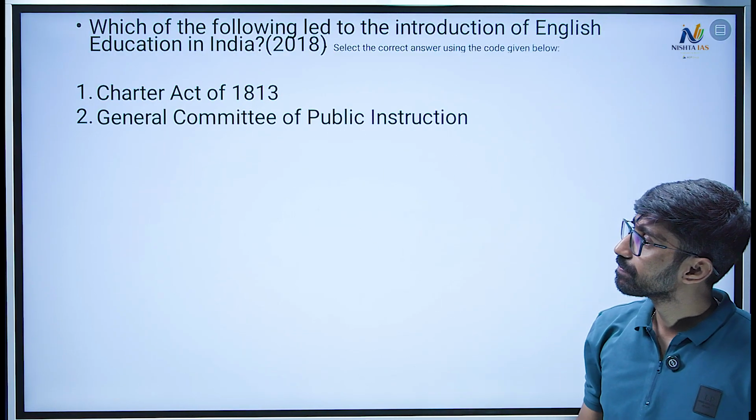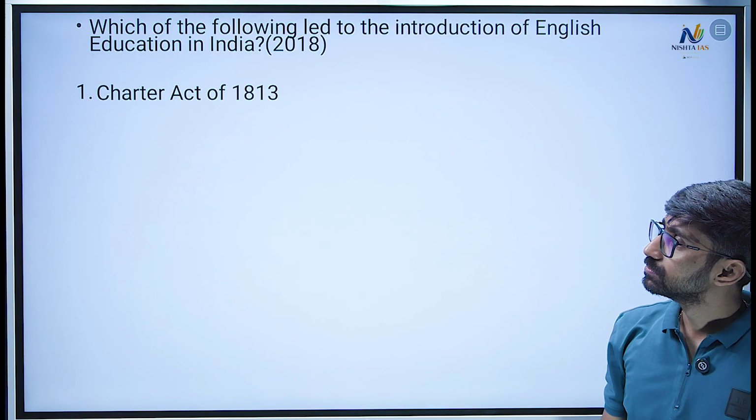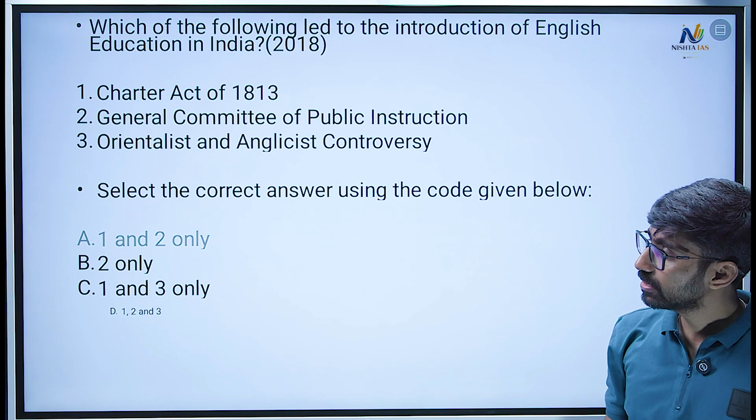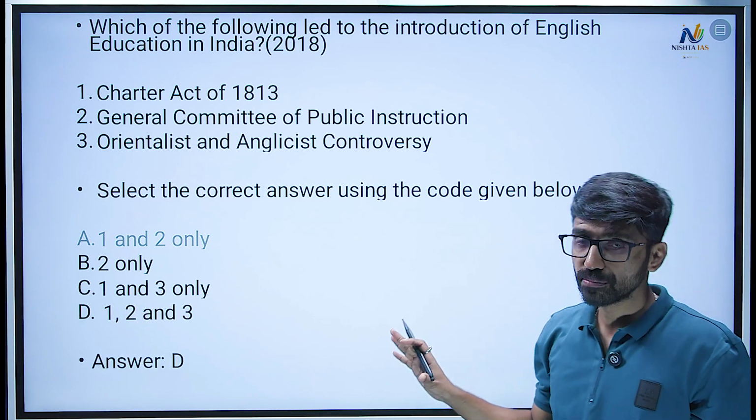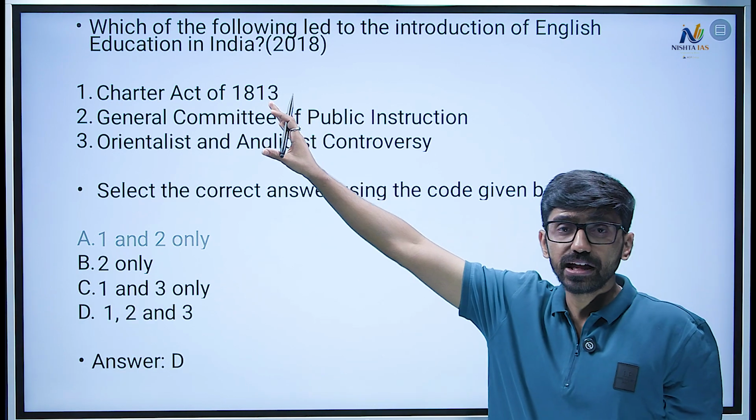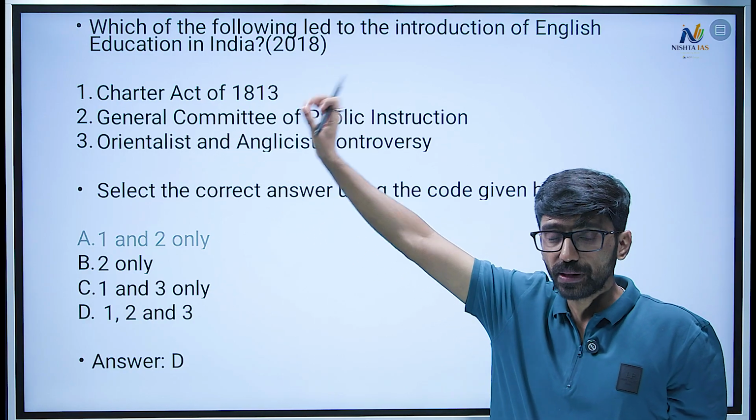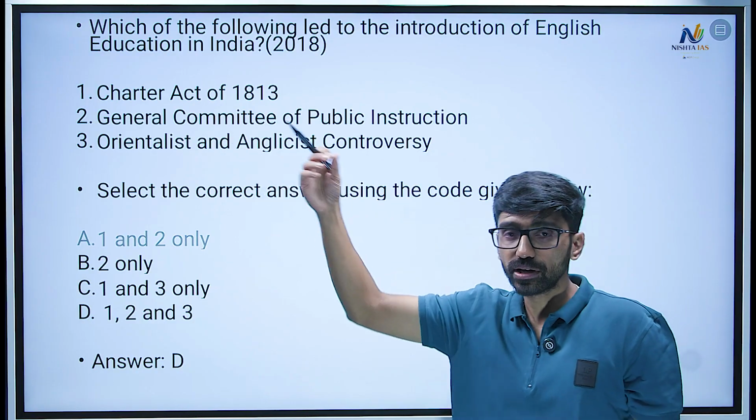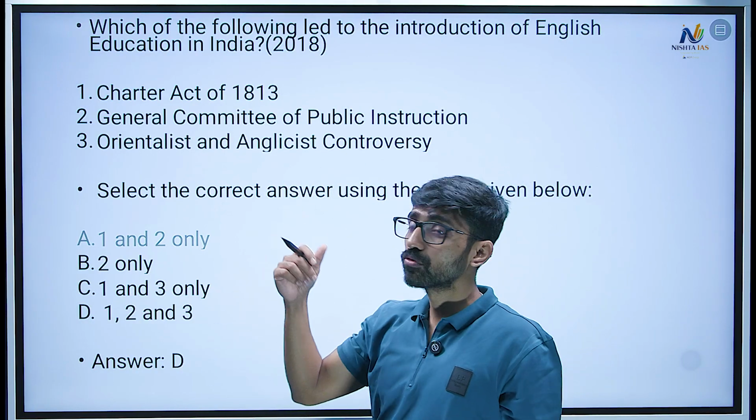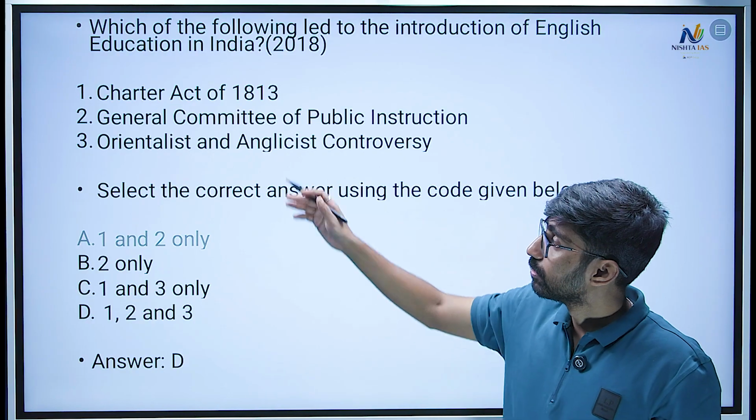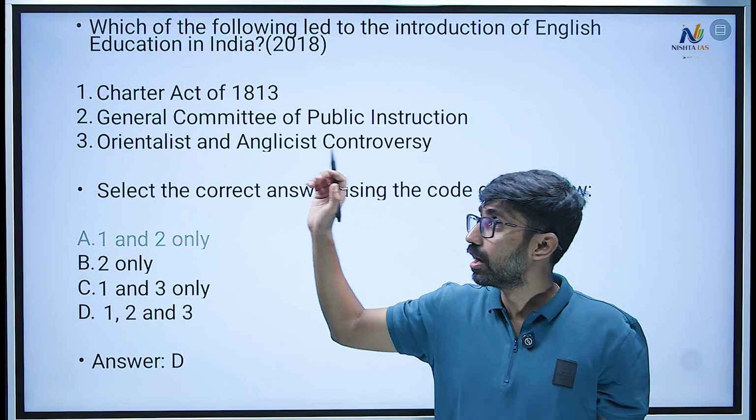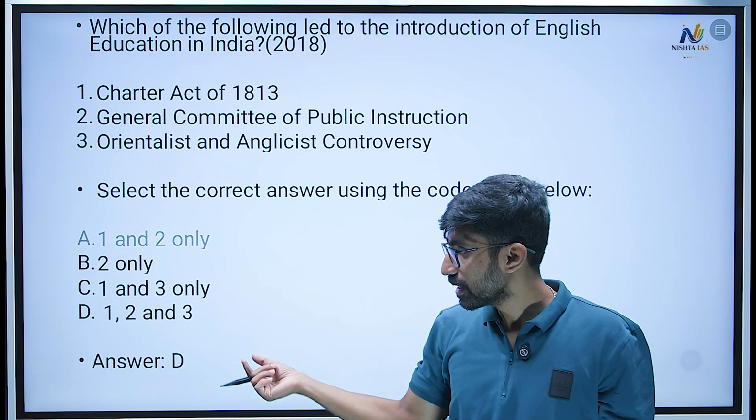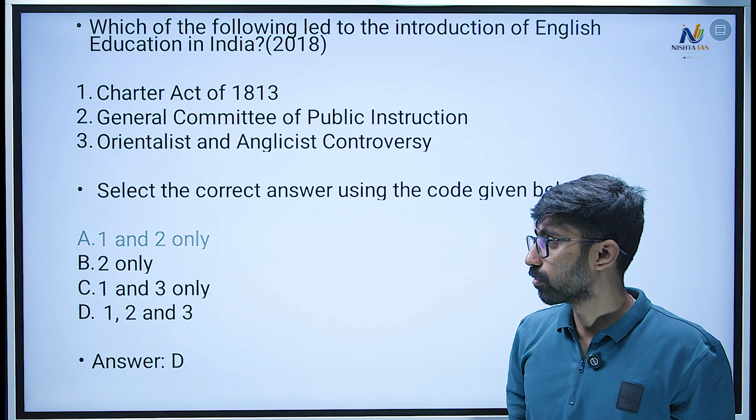Okay, one second. So that's the correct answer. The options are 1 and 2, 2 only, 1 and 3, 1, 2, 3. Now, all of them actually played a role. The Charter Act of 1813 gave 1 lakh rupees for education. To spend that 1 lakh rupees, there was a controversy between Orientalists and Anglicists. Orientalists wanted the Indian system of education to be continued. Anglicists wanted English medium education. The General Committee of Public Instruction was formed to resolve this controversy. So all of them contributed to the introduction of the English education system. The answer option is D, 1, 2, 3.